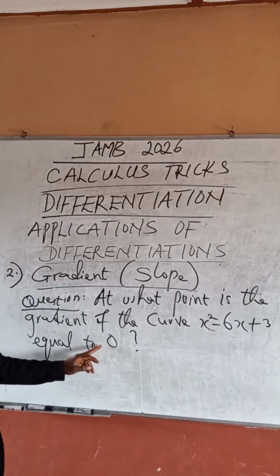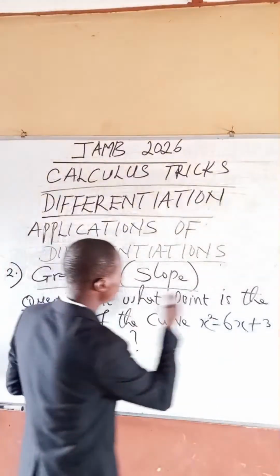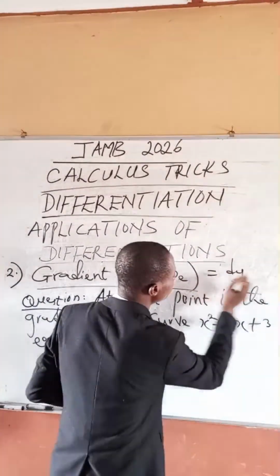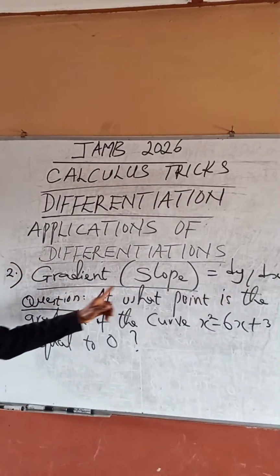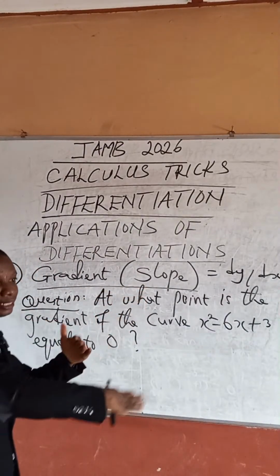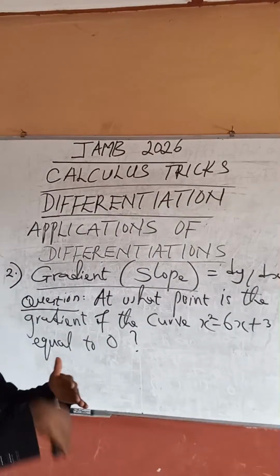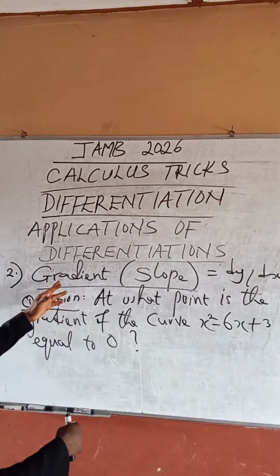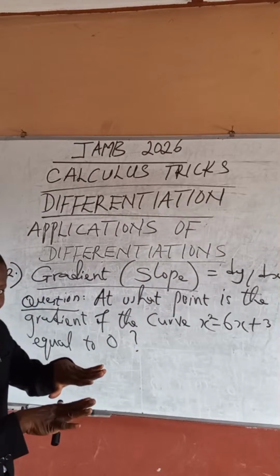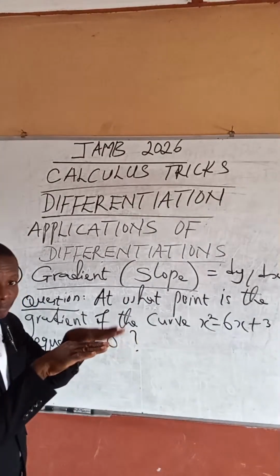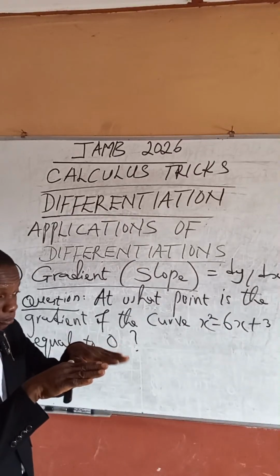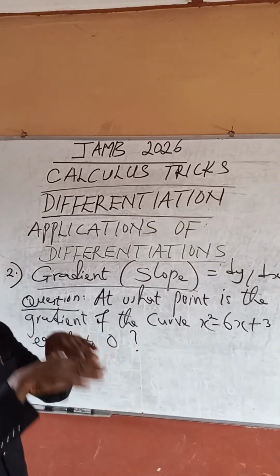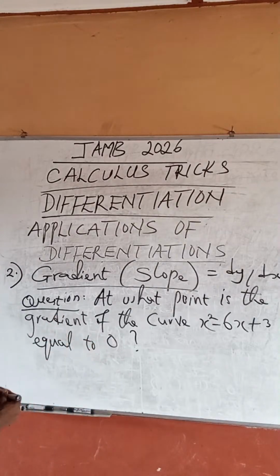Which means gradient is dy dx. Don't forget, gradient is dy dx. Gradient is the same thing as slope. It means how slopey a surface or a line is. If a surface is flat, the gradient is 0. But if it's slopey like this, then it has a greater gradient than 0. So let's look at its solution.